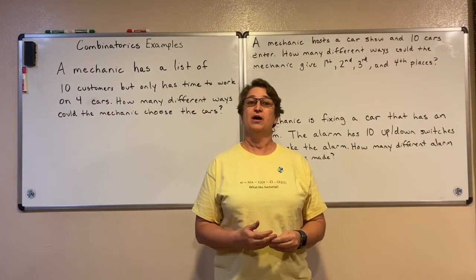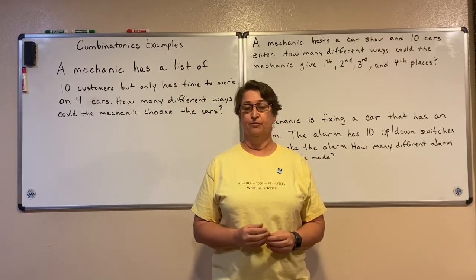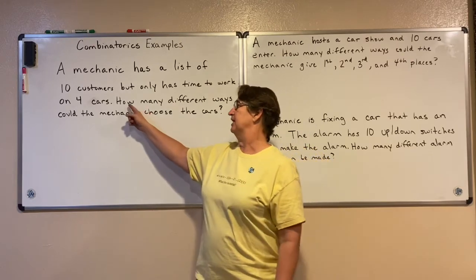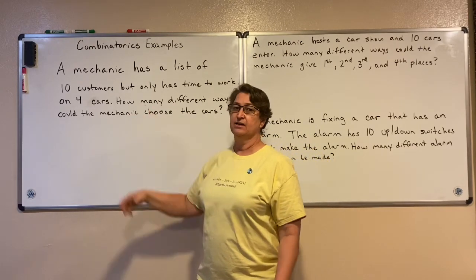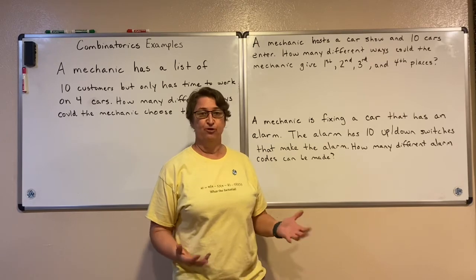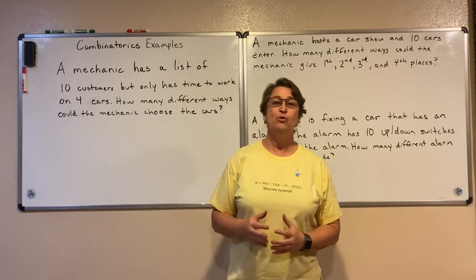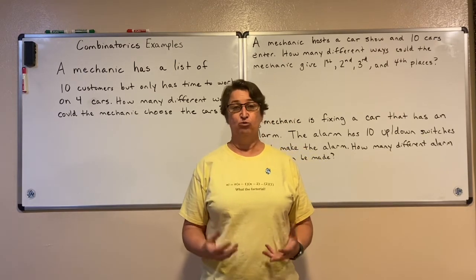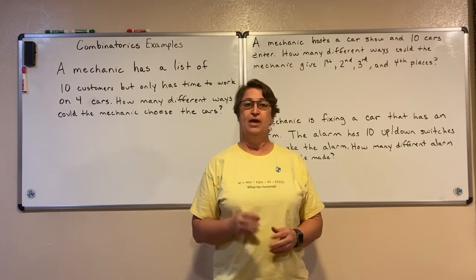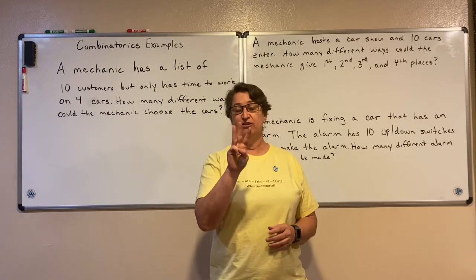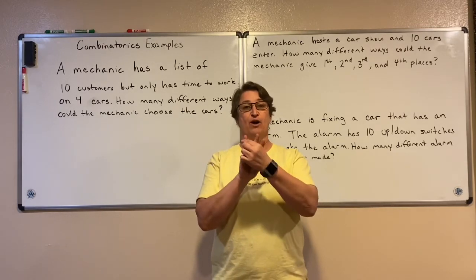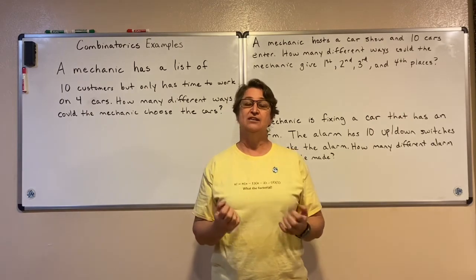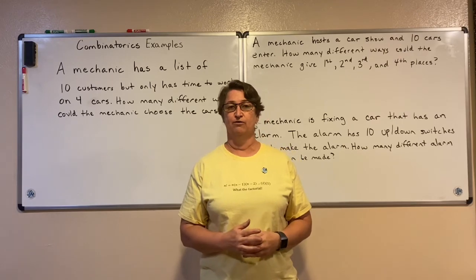Let's look at some combinatorics examples. So in all 3 of these questions, it asks us at the end how many different ways or how many different things can we have. When we have that question of how many different ways, we know that we're looking at a counting or a combinatorics problem. And we know we have 3 different methods for solving the problem: fundamental counting principle, permutation, or combination. So we need to decide which we're going to use and then solve it.